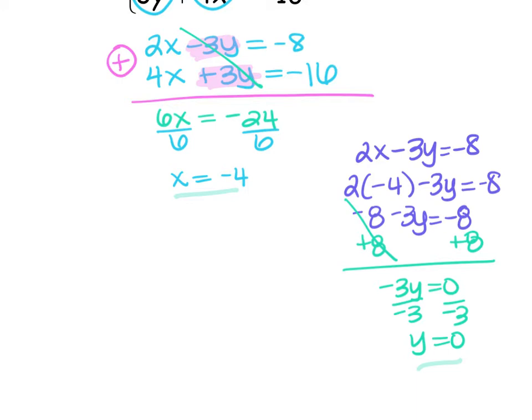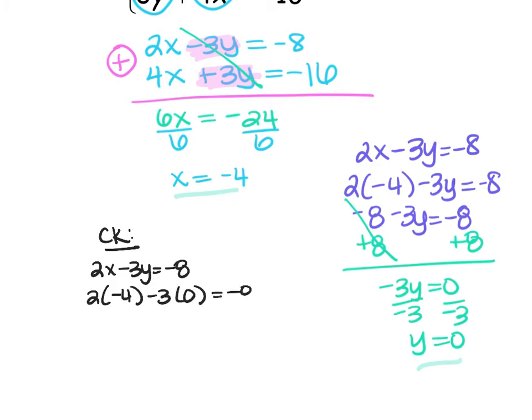I want to make sure that I'm right. My first equation said 2x minus 3y equals negative 8. 2x is negative 4, minus 3y is 0, is equal to negative 8. 2 times negative 4 is negative 8, minus 3 times 0, which is 0. Negative 8 minus 0 is in fact negative 8. So the first equation checks.